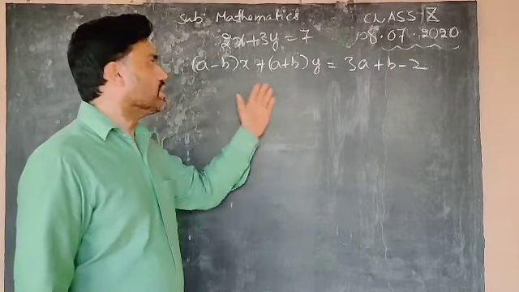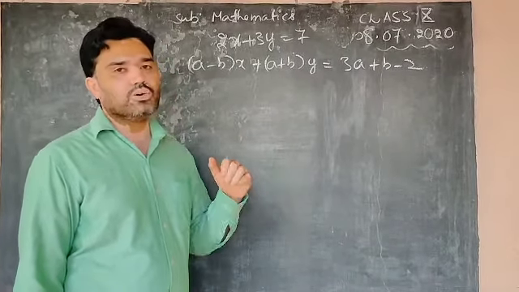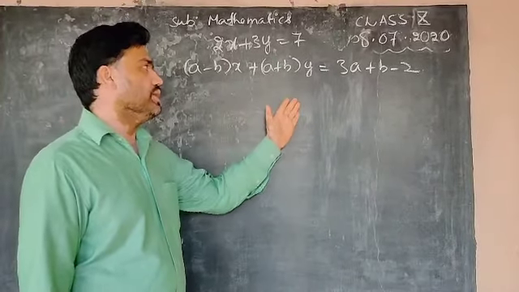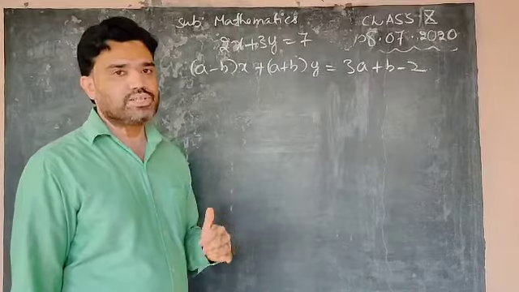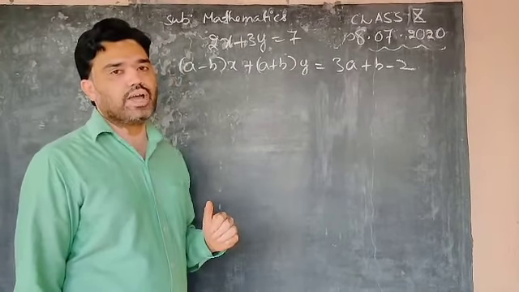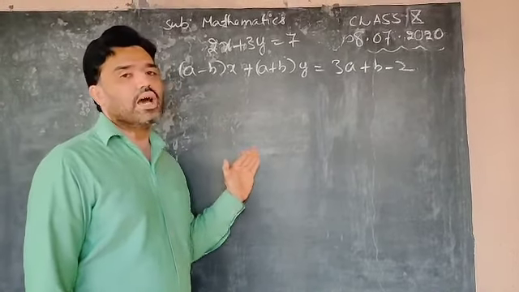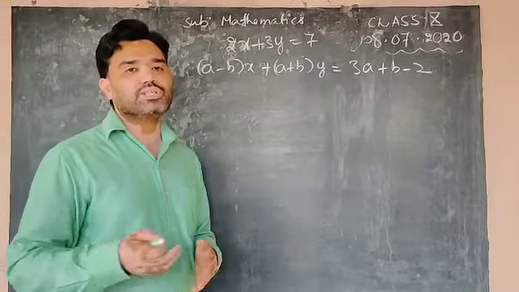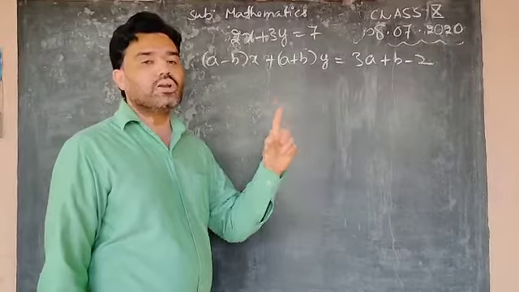Okay, children. Now let us look at the next problem. 2x plus 3y is equal to 7. (a minus b) into x plus (a plus b) into y is equal to 3a plus b minus 2. They have infinitely many solutions. Indirectly they are saying that they are dependent lines, coincident lines, which have infinitely many solutions. So what you can write here: given lines are dependent and are coincident.